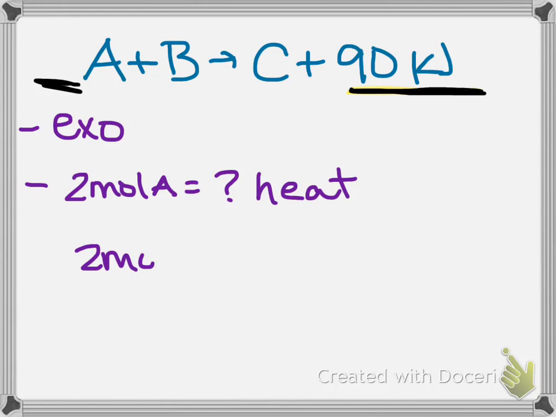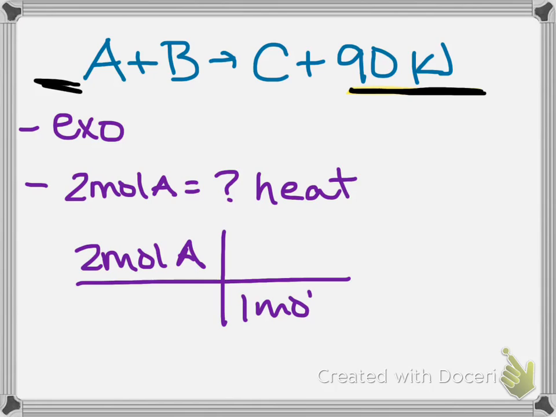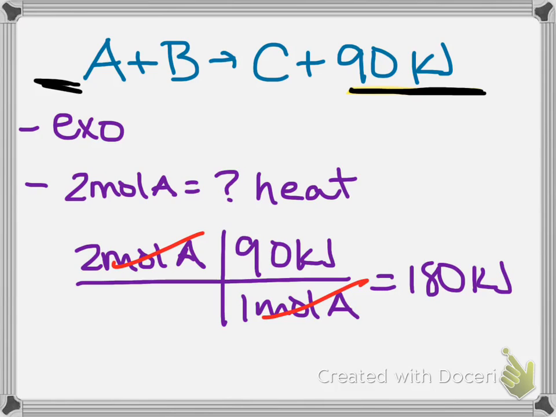So we always start with what we're given, which is 2 moles of A, and then we draw ourselves our train tracks. My conversion factor is for every 1 mole of A, there is 90 kilojoules. Now remember, the reason that 1 mole of A went on the bottom was so that moles of A could cancel. I multiply everything on top, divide by everything on the bottom, and I get 180 kilojoules.